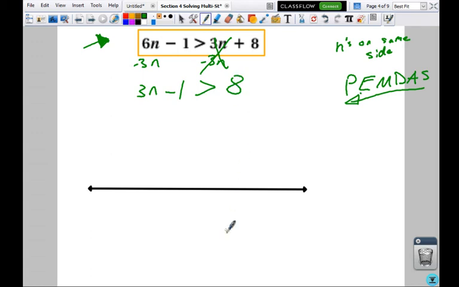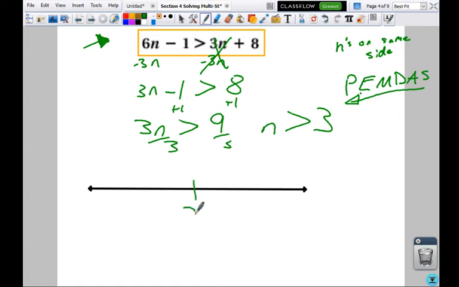And we're going to plus 1. So I minus the 3n on both sides, and I get 3n minus 1 is greater than 8. I'm going to plus 1 on both sides. That's 9. So 3n is greater than 9. And then I'm going to divide by 3 to get n is greater than 3.